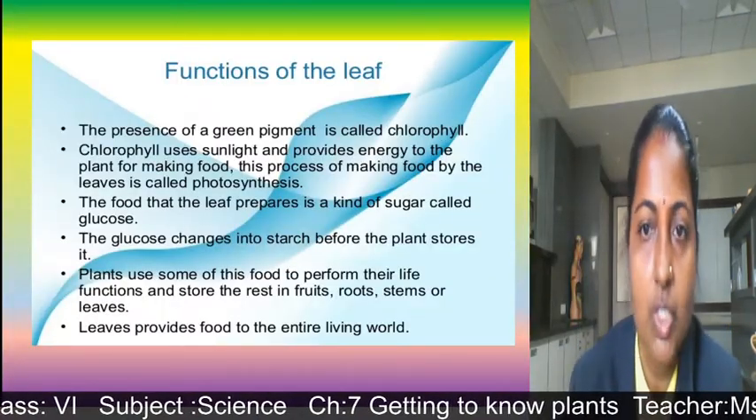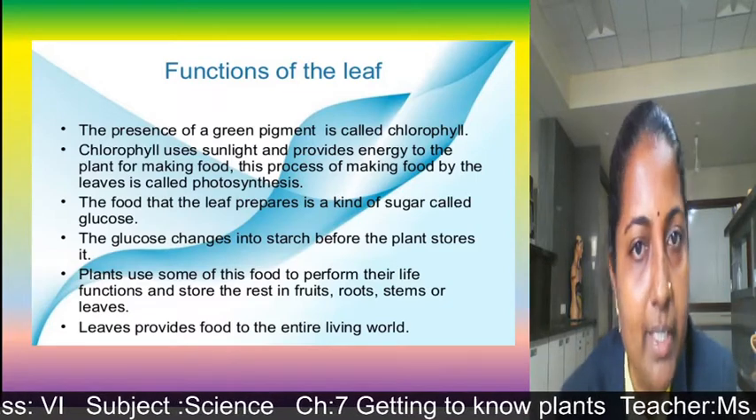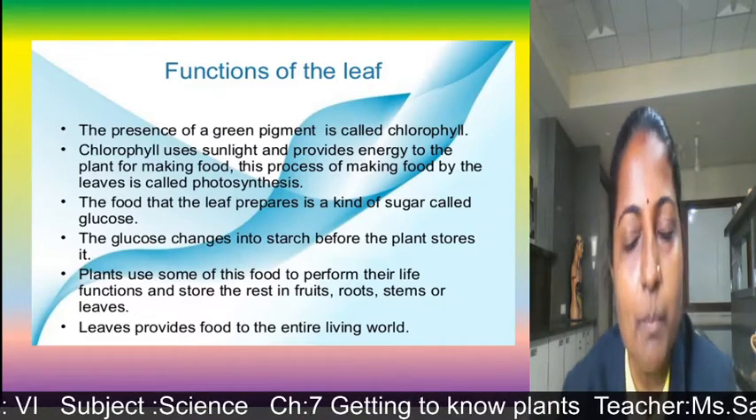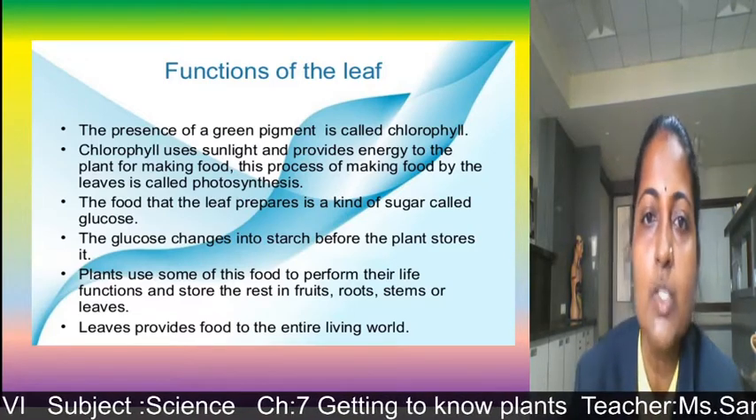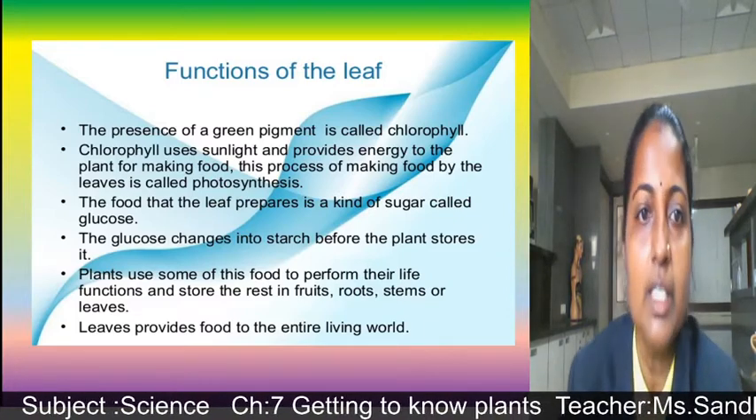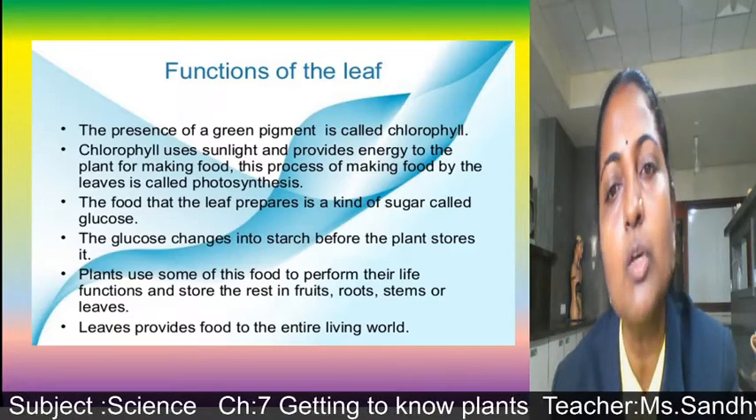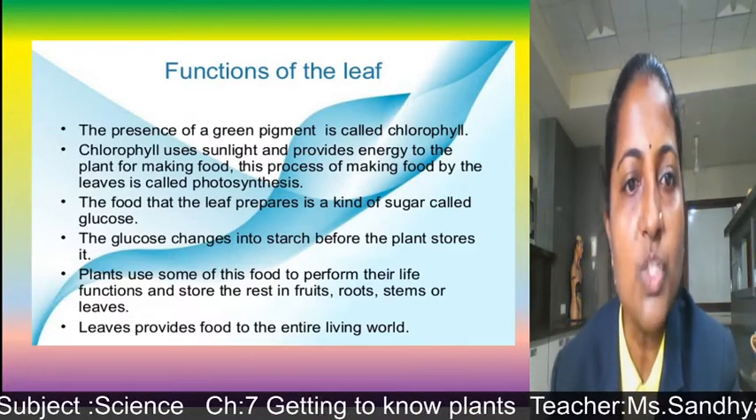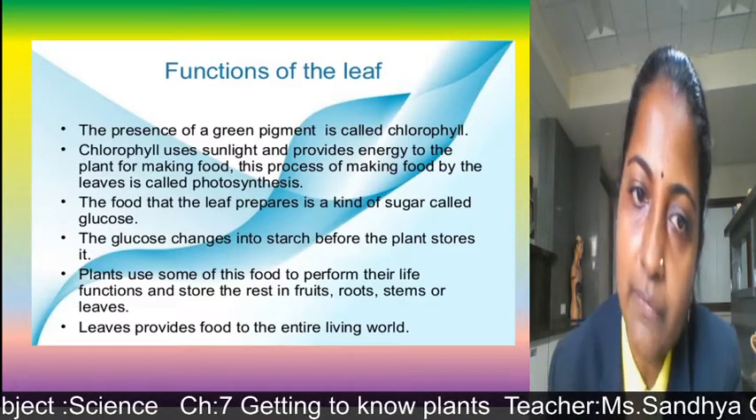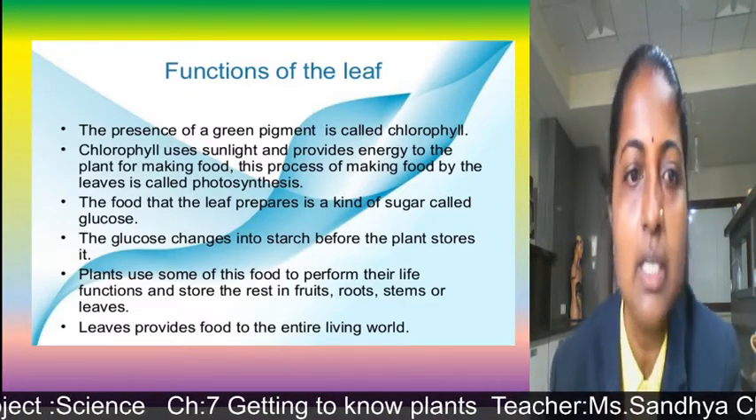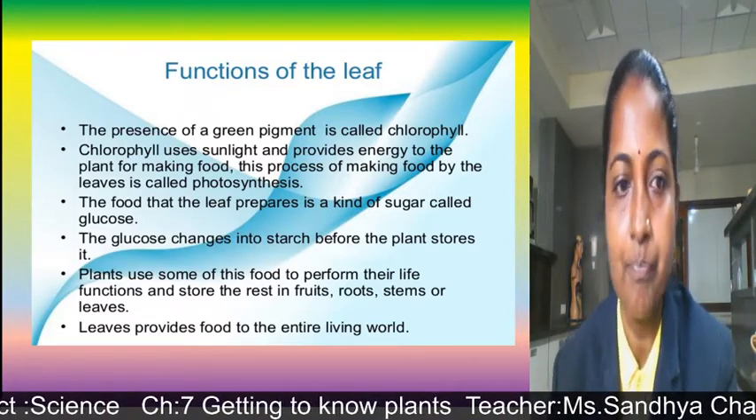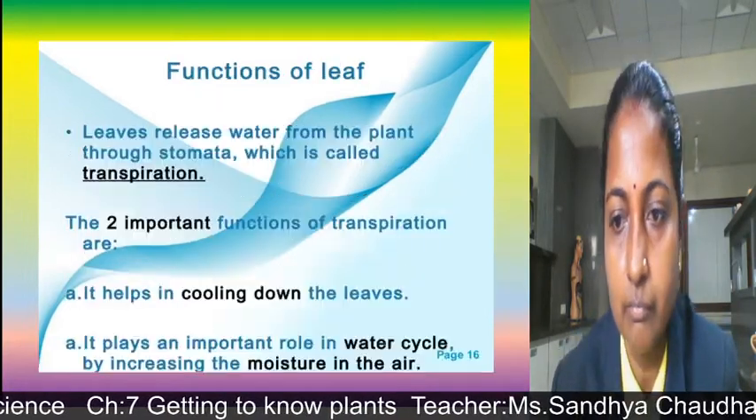Now we will see the functions of the leaf. The green pigment present in leaves is called chlorophyll. Chlorophyll uses sunlight and provides energy to the plant for making food. This process of making food by the leaves is called photosynthesis. The food that the leaf prepares is a kind of sugar called glucose. The glucose changes into starch before the plant stores it. Plants use some of this food to perform their life functions and store the rest in fruits, roots, stems and leaves. So these are the functions of a leaf.